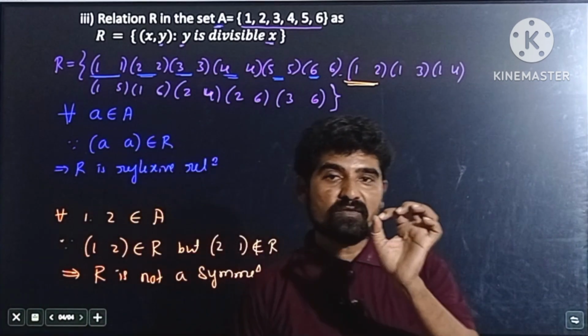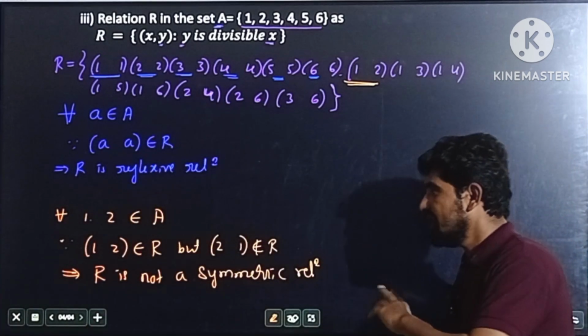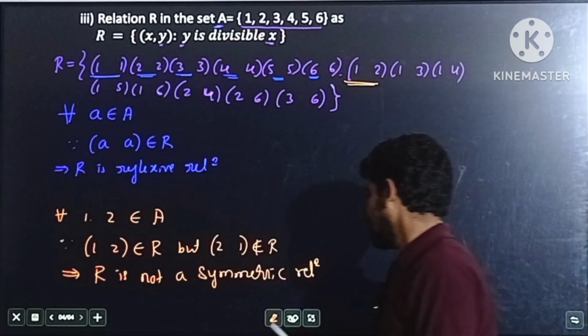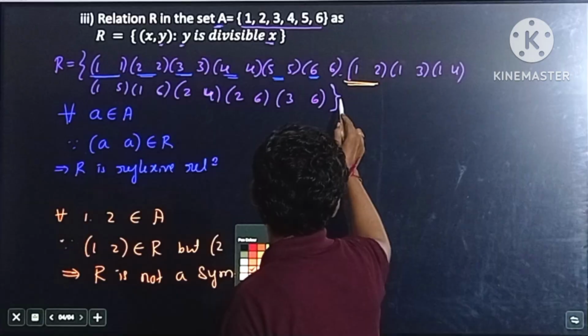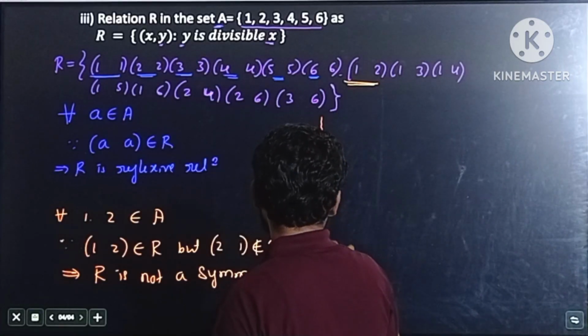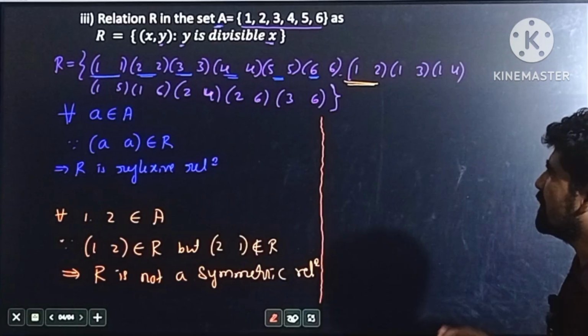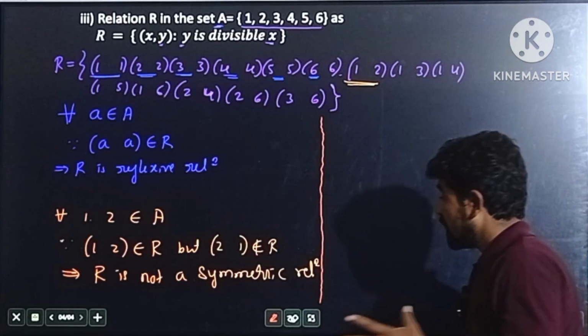If at least one pair is not in the form of (a, b) and (b, a) in the relation R, then it is not a symmetric relation. So now we need to check whether this relation is transitive or not. See here, this relation has 14 elements, so it is hard to check whether it is transitive or not. But we have a logic.